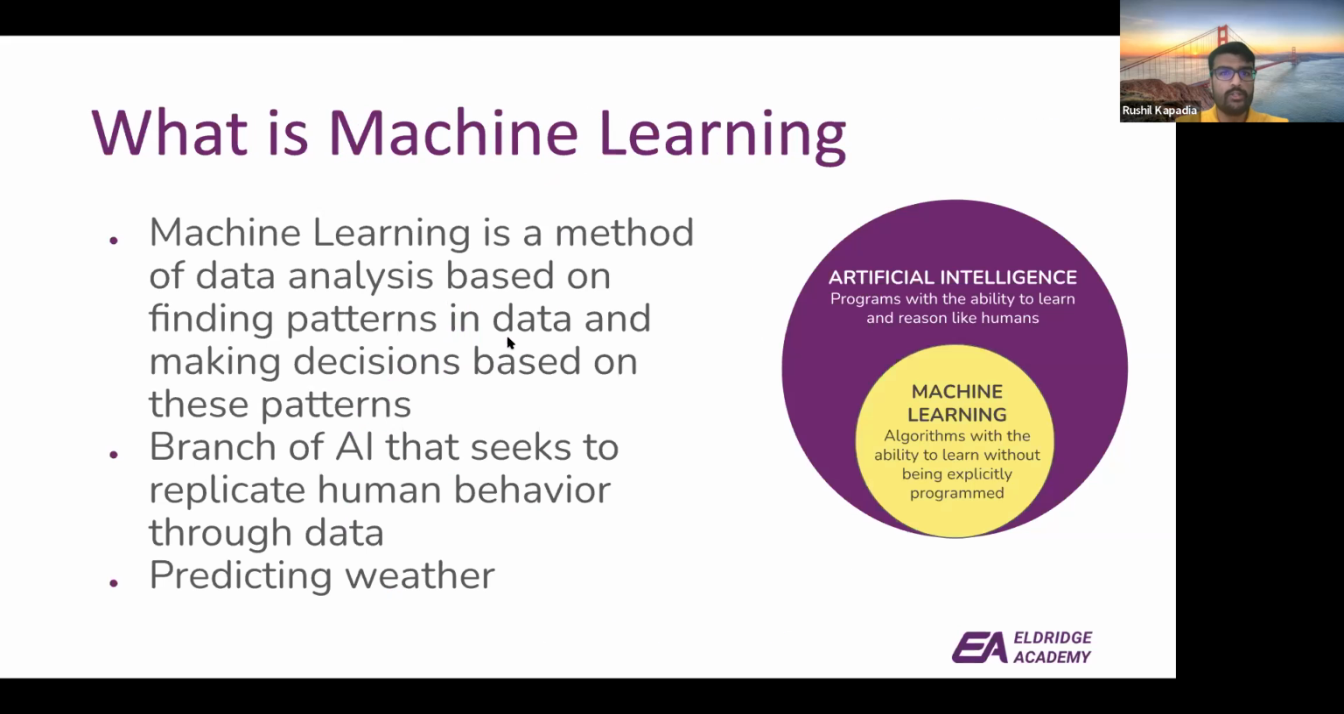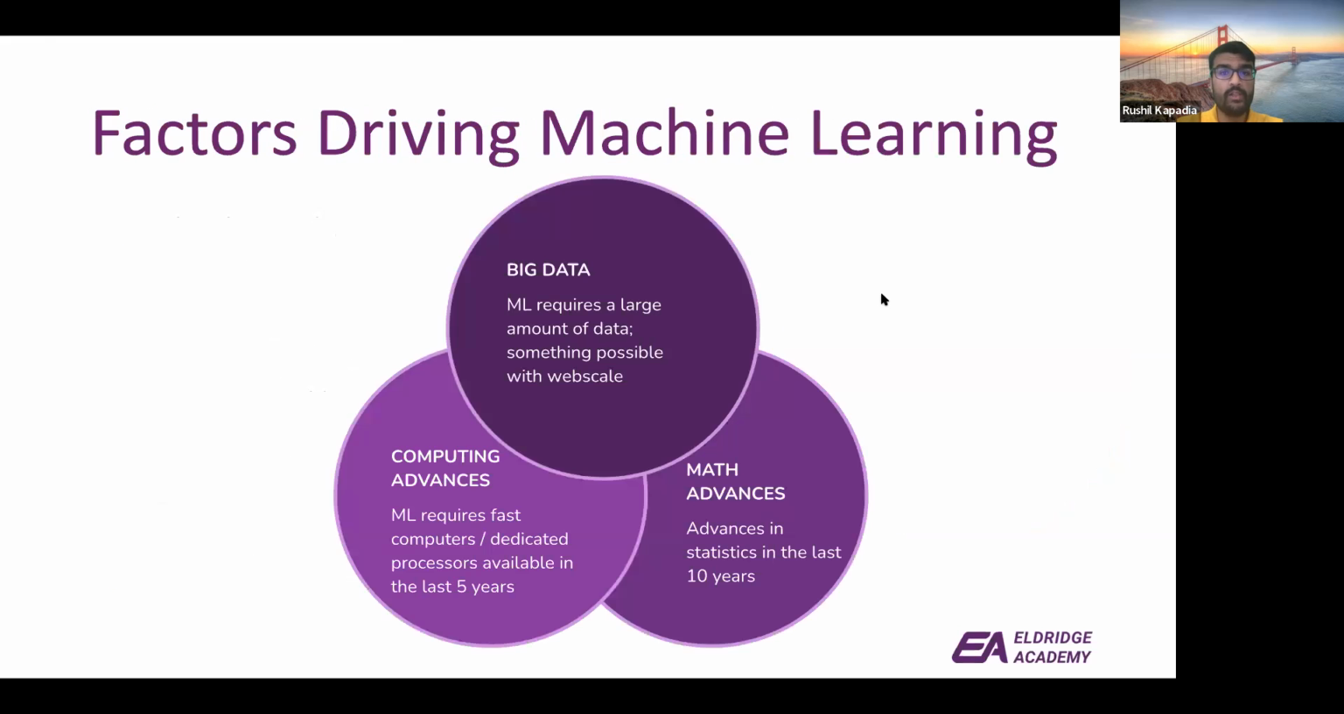So yeah, believe it or not, machine learning has actually been around for quite a while, for about 20 to 25 years. So why is machine learning becoming so big all of a sudden? Well, the reason is threefold. Firstly, big data. Machine learning requires a lot of data, and that's something that's only now possible with the recent web scale.